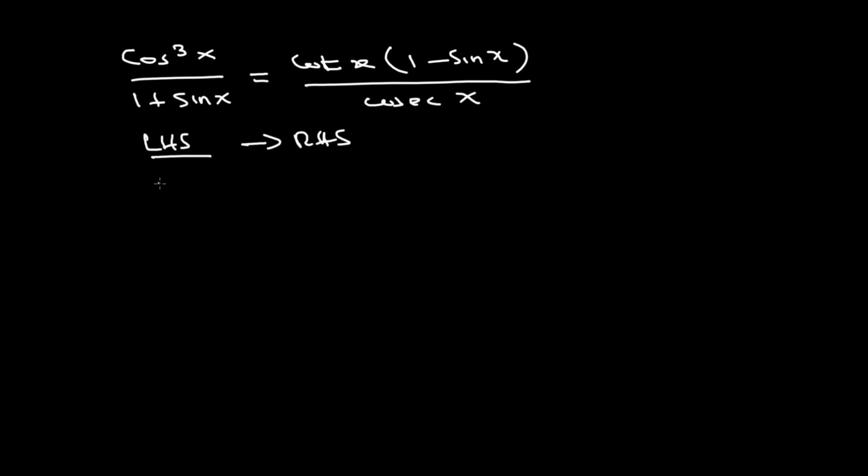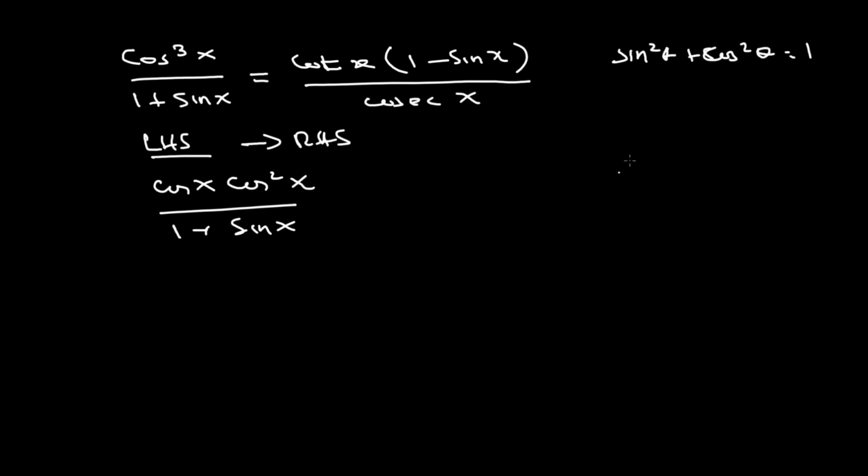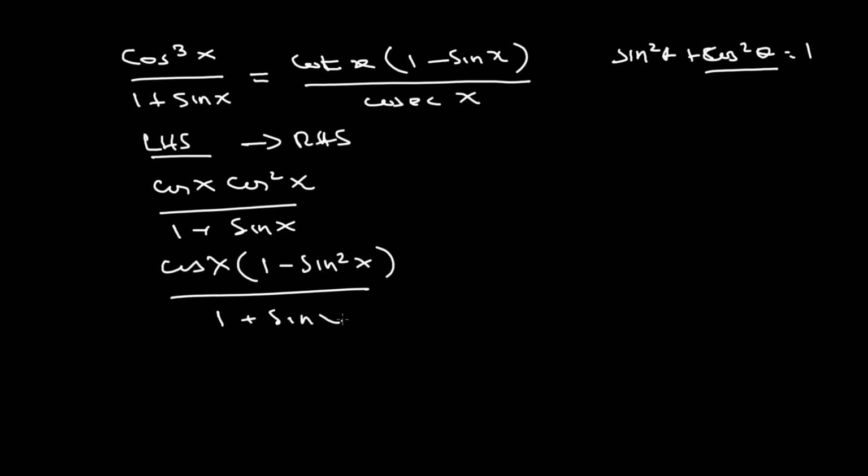So what do we do here? I'm going to split the first one. So I'll have cos x, cos squared x over 1 plus sin x. Right. So that's my split. Then I can recognize this from, remember we said this is very important, sin squared x plus cos squared x is equal to 1. So now I'll make this one the subject of the formula, which means that I'll have cos x, then here I'll have 1 minus sin squared x, like that. Then I should divide by my 1 plus sin x.